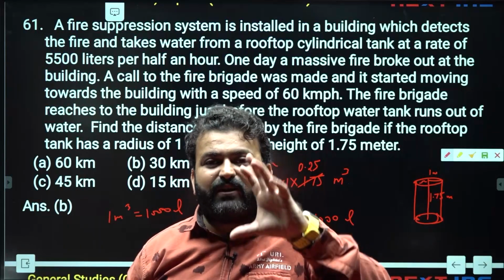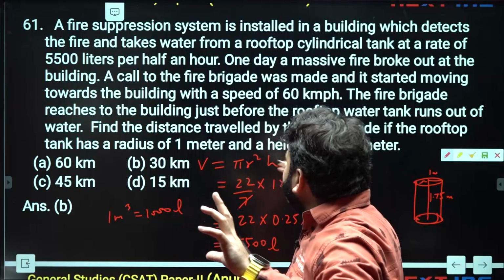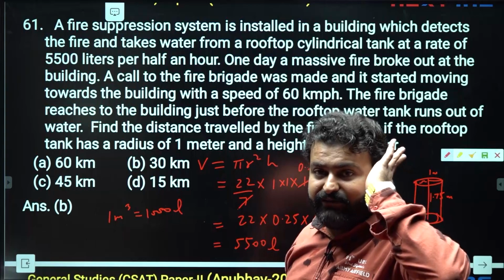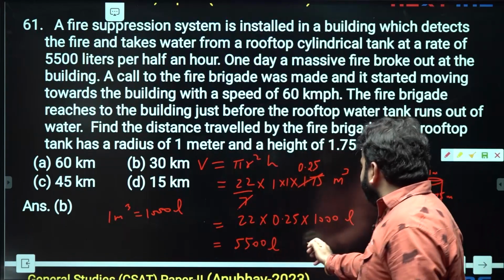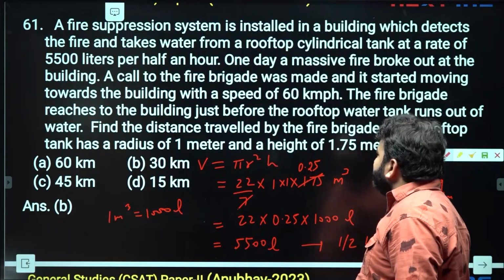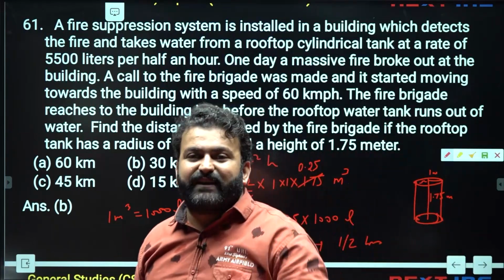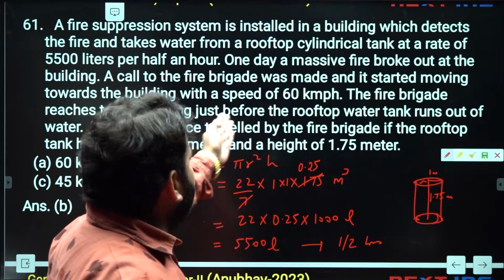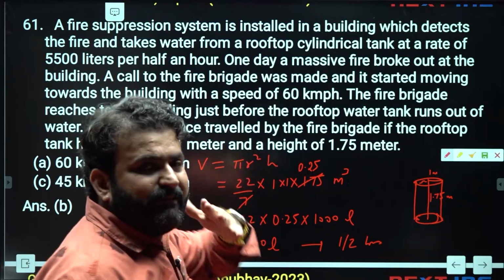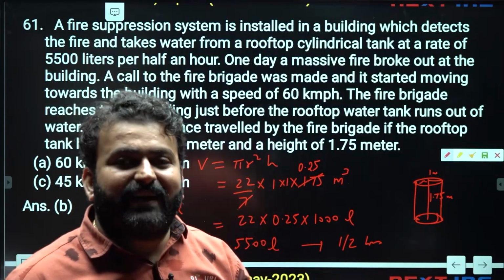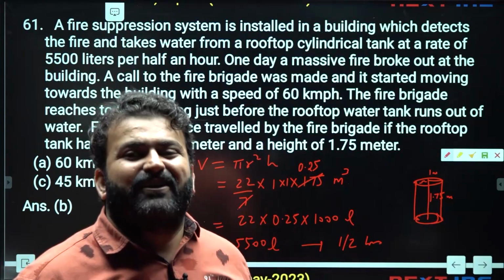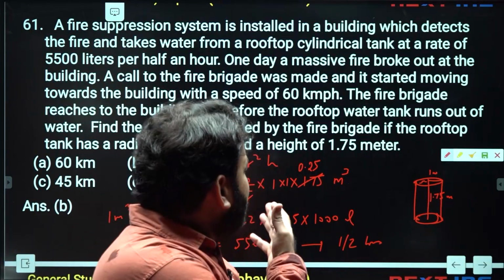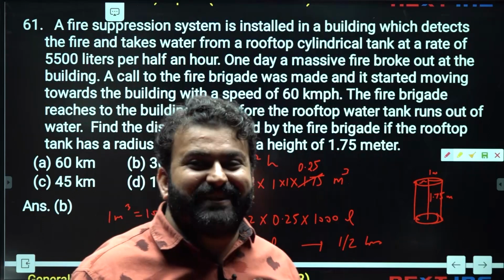So 5500 liter ही capacity, and it can release 5500 liters of water in half an hour. It means the fire brigade must have reached in half an hour. तब half an hour में if the fire brigade has reached and the speed of the fire brigade is 60 km per hour, so in half an hour what distance this fire brigade would have covered? So distance कितना हो जाएगा? Distance will be your 30 किलोमीटर.